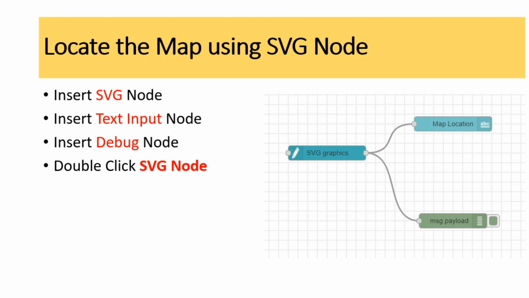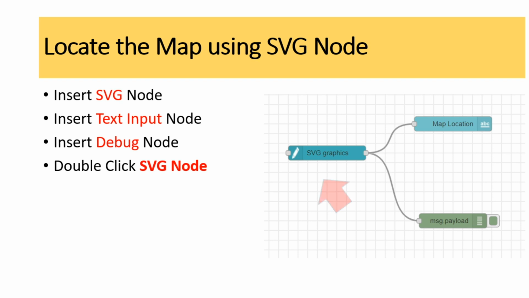So next, let us create a flow where this SVG node helps us to locate the map, and we automate the map as well. So let us insert an SVG node. Then to visualize the outcome in the UI dashboard, I'm going to insert a text input. It's a dashboard node, and I'm going to insert a debug node to display the output in the debug monitor.